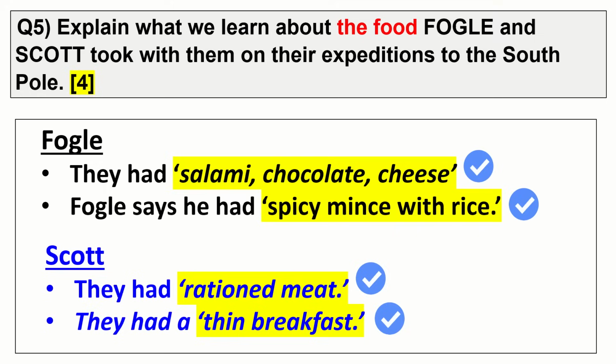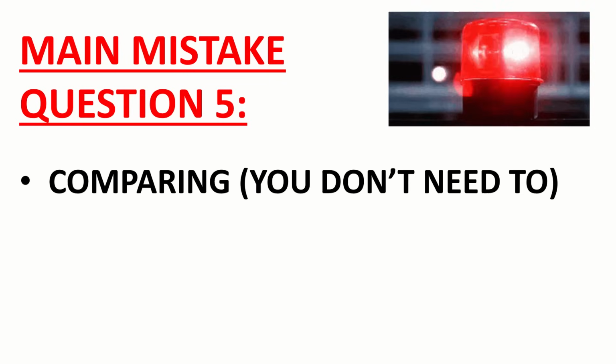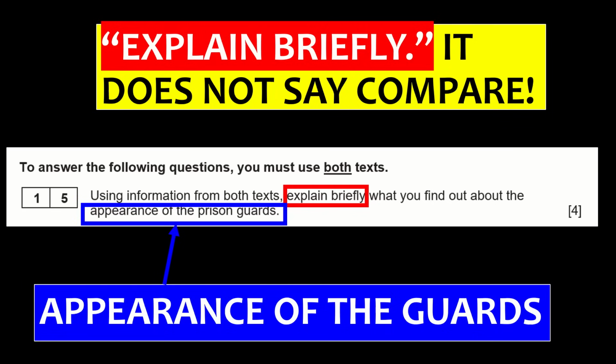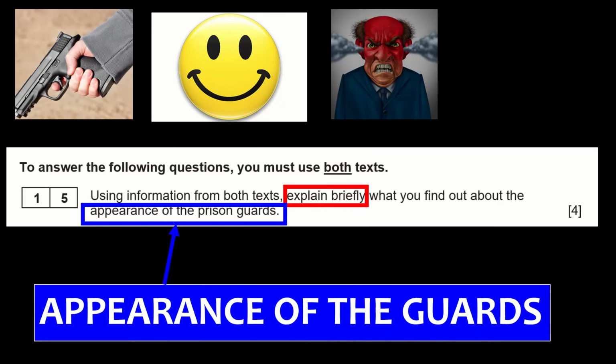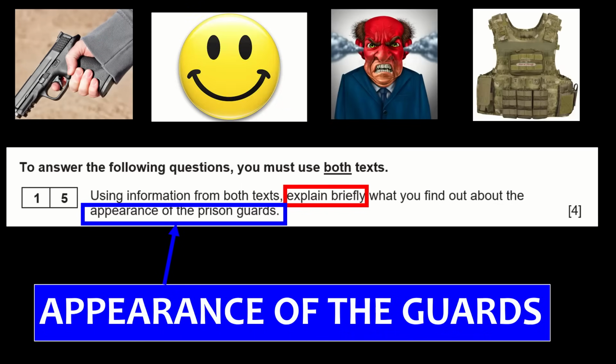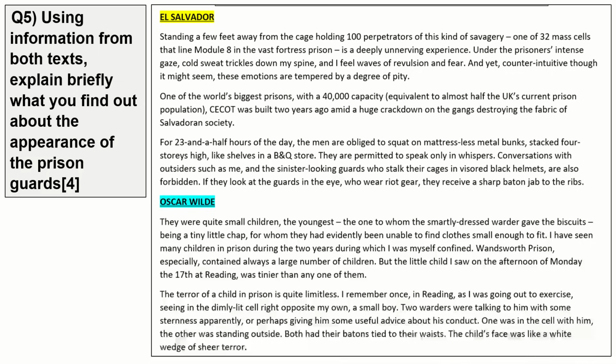All this question is testing is your ability to retrieve the information they want. So in this case, it's what food the men had on their expeditions. So like I say, do not compare, and don't drift away from the focus of the question. So in this case, it's what the appearance of the guards are. So you could do anything. You could say if they held a gun, you could say they look happy, they look angry, they wore a bulletproof vest, anything to do with their appearance.